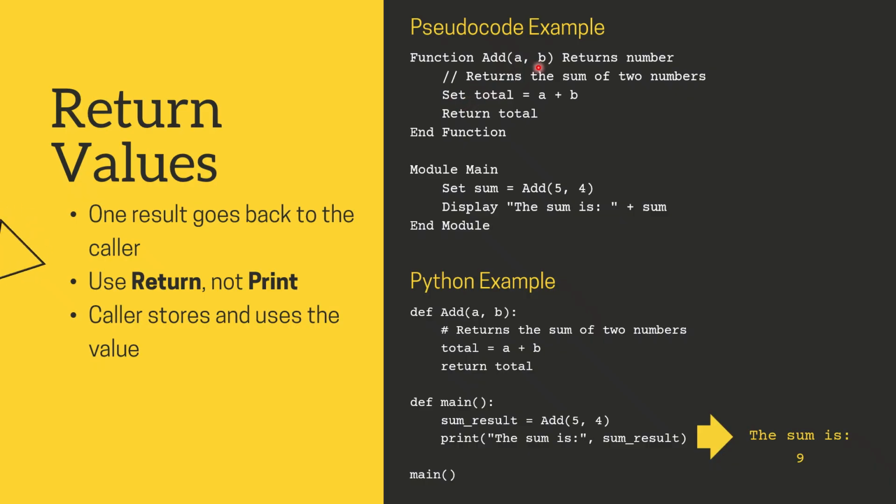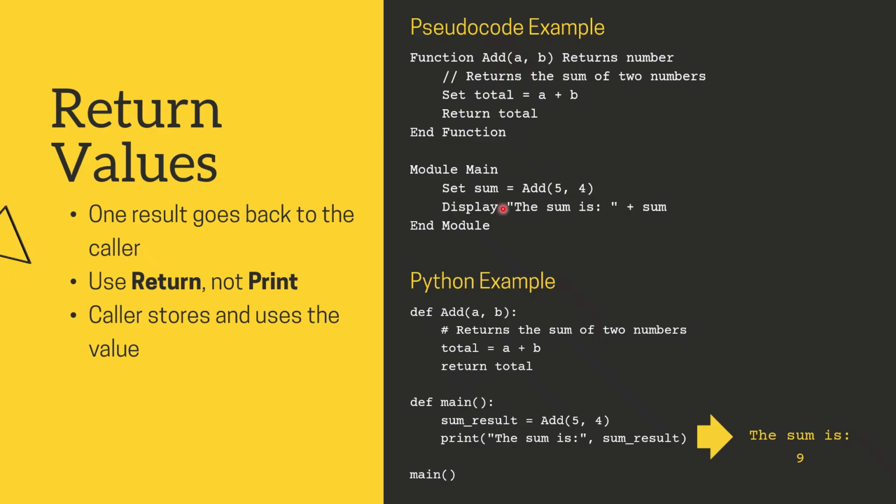In the pseudocode, this is pseudocode, we're setting the total equals a plus b. So whatever the arguments that we feed in for a and b, these are the parameters, they're going to add them up here. A is going to go here, plus b is going to go here. These added together is going to set this total variable. And then we're going to return that total variable.